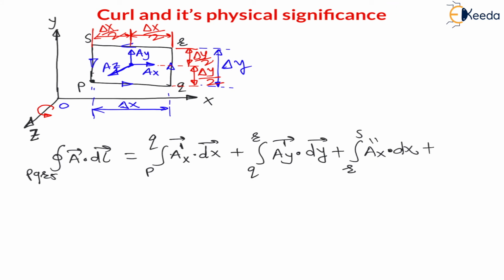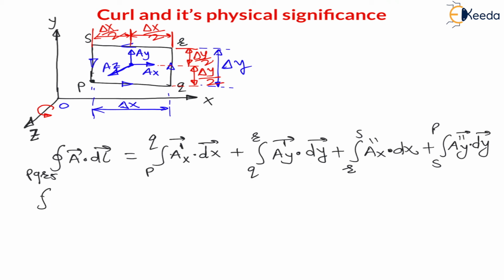Plus the last is S to P. Now on S to P, the vector field was Ay double dash, right? Into here, what is this distance? It is the y-axis, therefore we have to write dy, right? So my dear students, after simplifying this, let us simplify this.